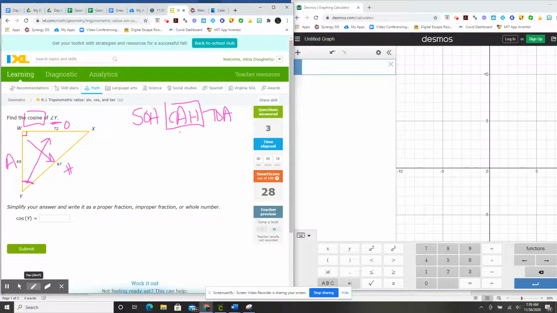If we want cosine, we want adjacent over hypotenuse. So we're going to do 65 over 97. So you've got to ask yourself, does that reduce? That's where we're going to get in trouble in IXL. So 65 over 97, I'm thinking that is completely reduced.